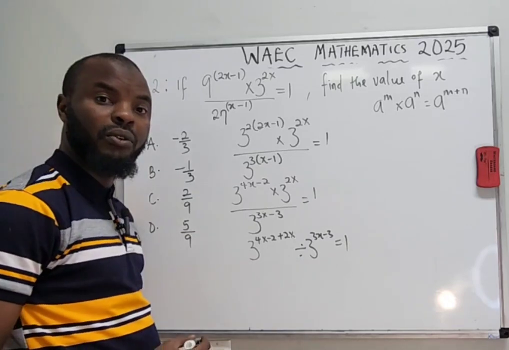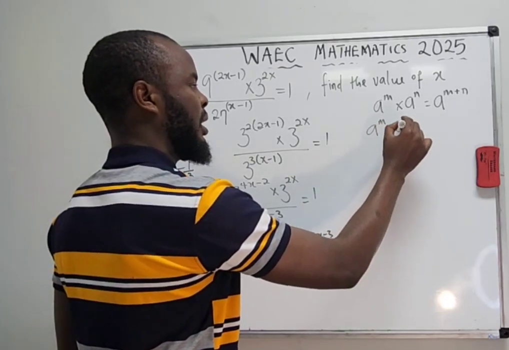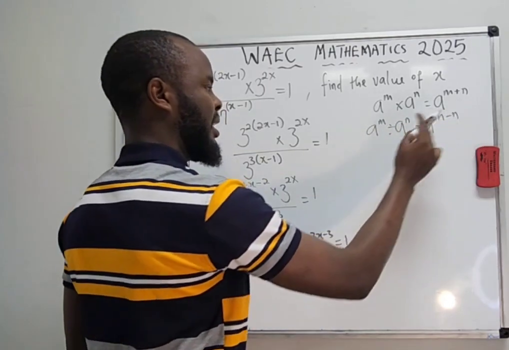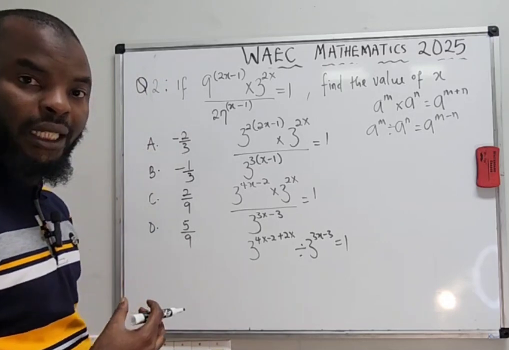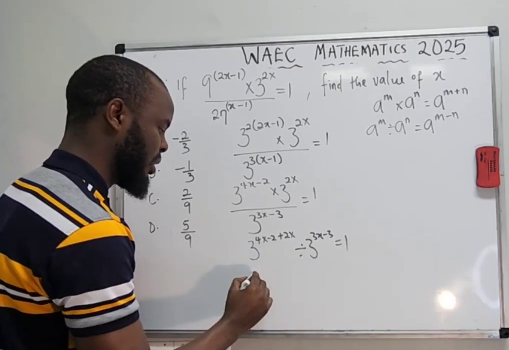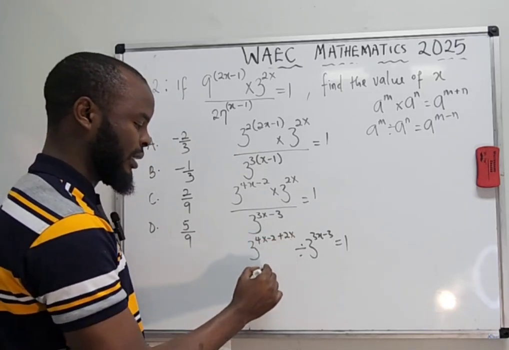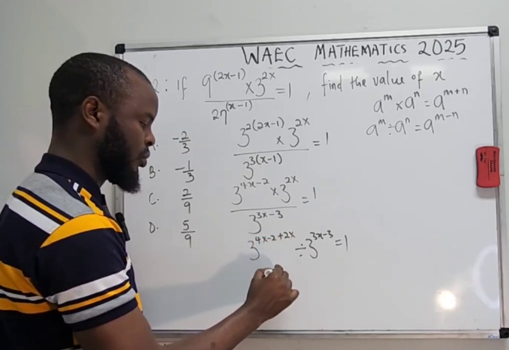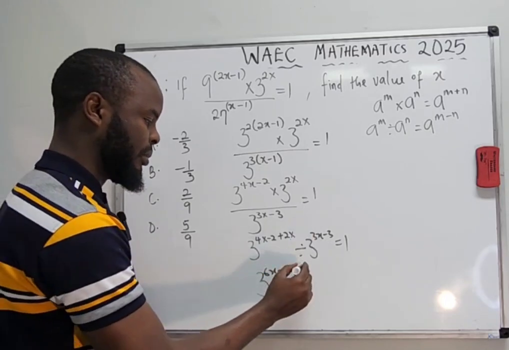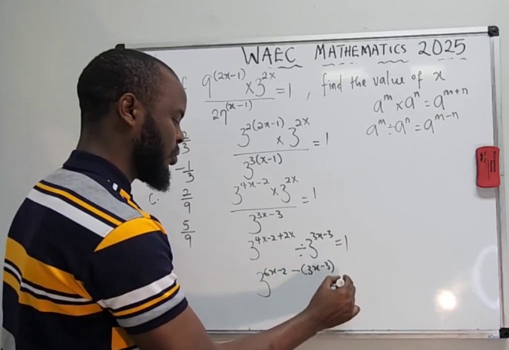Now, there's another rule of indices that says that a to the power of m divided by a to the power of n equals to a to the power of m minus n. So the division is going to turn to negative. Now, doing that here, we're having the same equal base of 3. Now, look at this. 4x plus 2x here is 6x minus 2. The division is now the negative sign. In parentheses, we have 3x minus 3 equals to 1.